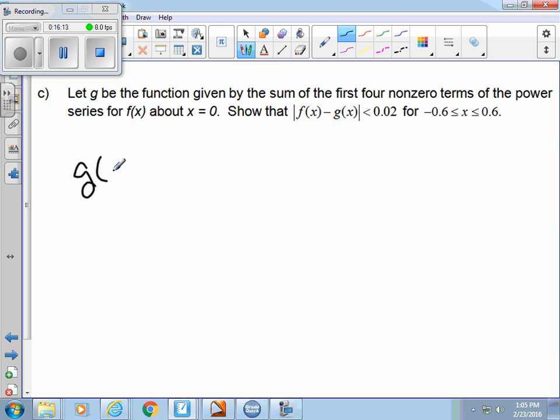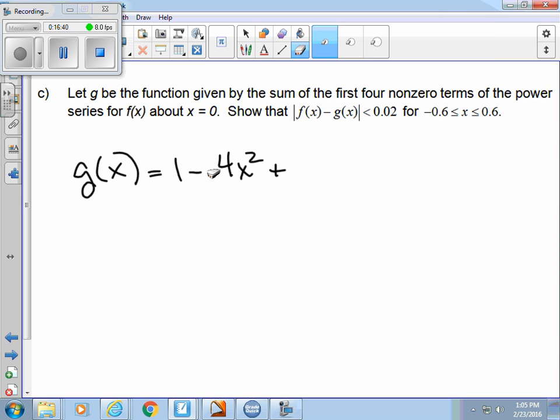The first thing I'm going to do is write g of x. You've kind of already done that, but it's the first four non-zero terms. The only thing I am going to do, and you wouldn't have to do this, is go ahead and multiply it out. That is not a necessity, but I do want to show you that it is in fact an alternating series. Whoops, that's just a 2, not a 4. This one's a 4.